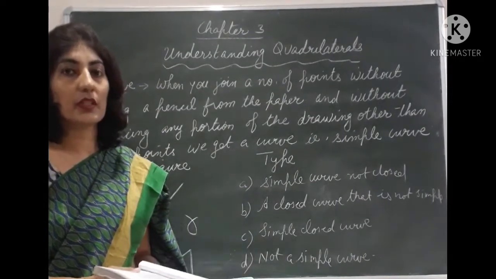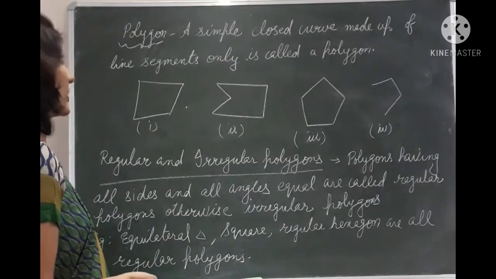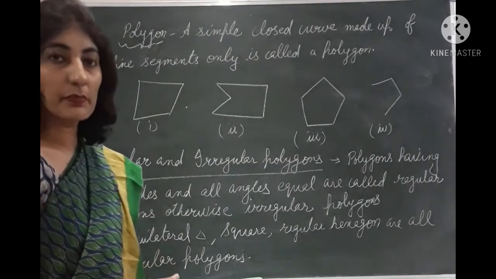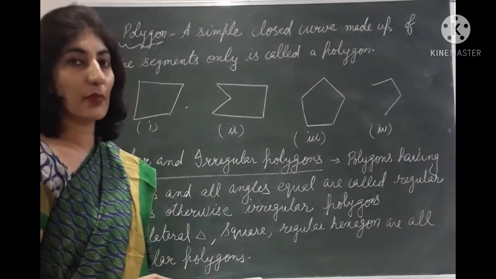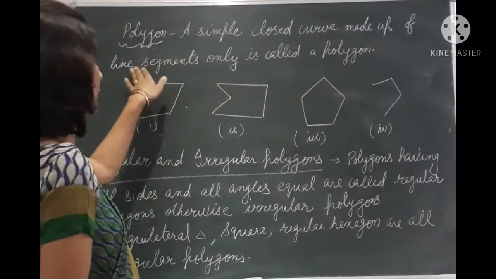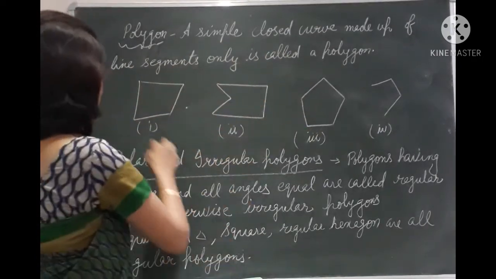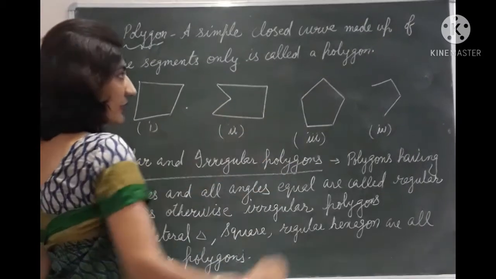The next is polygons. What is a polygon? A simple closed curve entirely made up of line segments. So polygon is a simple closed curve made up of line segments only. You can see here I have drawn few polygons. These are all made by line segments only.